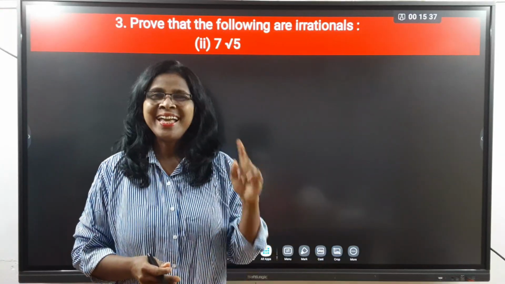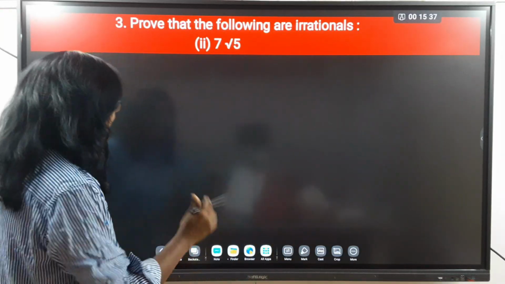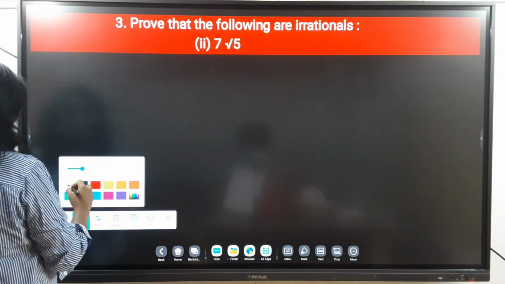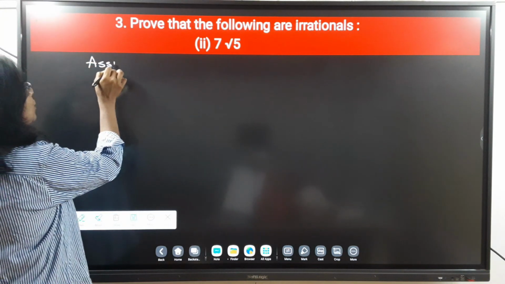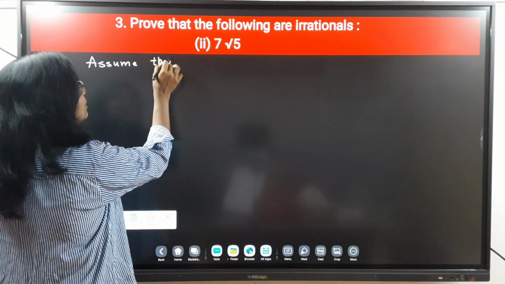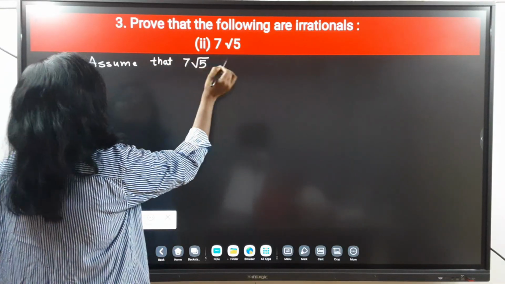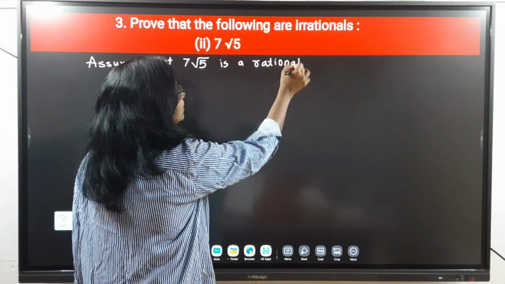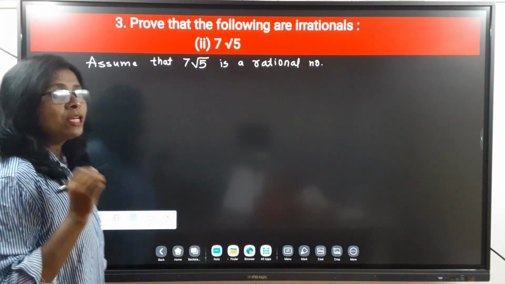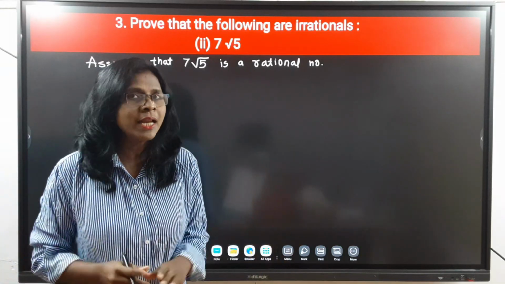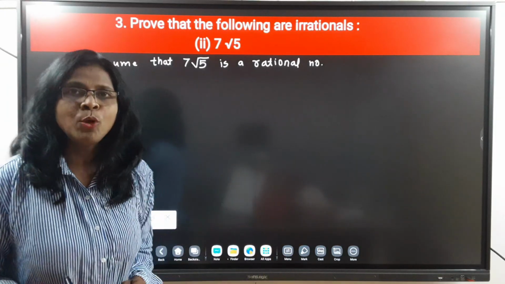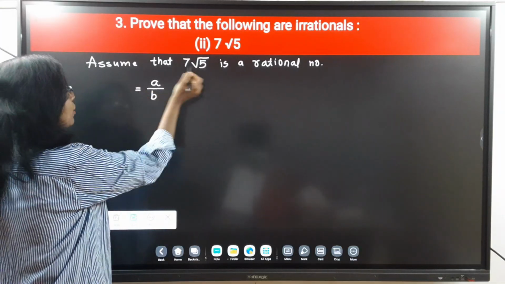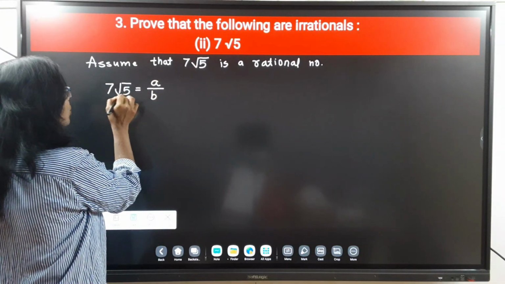So here first, there is our assumption part. We assume that 7 root 5 is a rational number. That means, students, what is the form of a rational number? The form of a rational number is a upon b, and so that's why we write 7 root 5 is equal to a upon b.